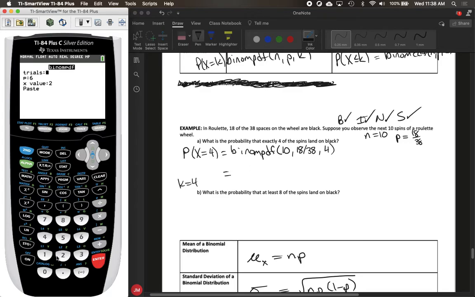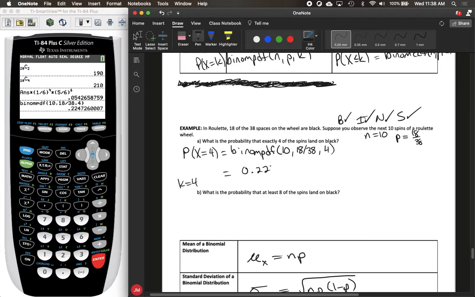For our number of trials, in this case we have 10 trials. For our probability, p, that's 18 divided by 38. And for our x value, our number of successes, that would be 4. When we put all those in, we'll hit paste. Obviously, if you don't have the menu like I just had, you'll have to remember the order: n, p, then k, separated with commas. Press enter, and we'll get that the probability is 0.2247. So you can see how easy that is.